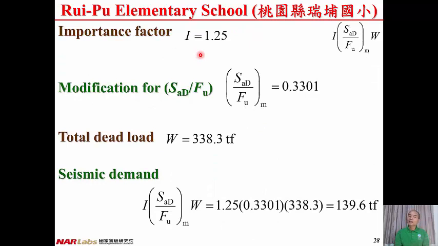So far we have I importance factor equal to 1.25, modification of SAD divided by Fu equal to 0.3301, and the total dead load W equal to 338.3 ton force, so that we can calculate the seismic demand equal to I times SAD divided by Fu modification times W equal to 1.25 times 0.3301 times 338.3 equal to 139.6 ton force.